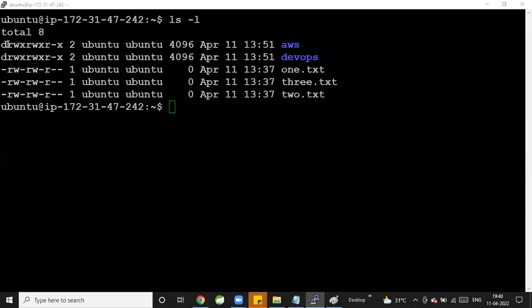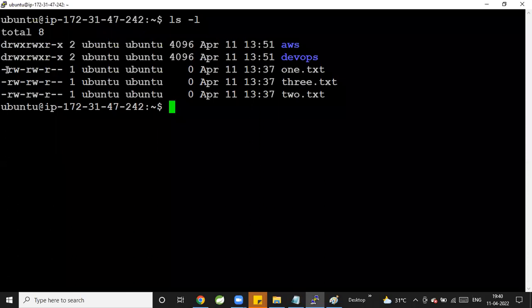Fine. So we understood what file permissions are. Now I want to make changes to these file permissions. Now here, observe, the user doesn't have write permission.